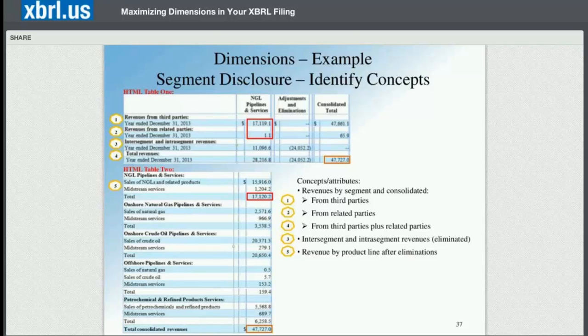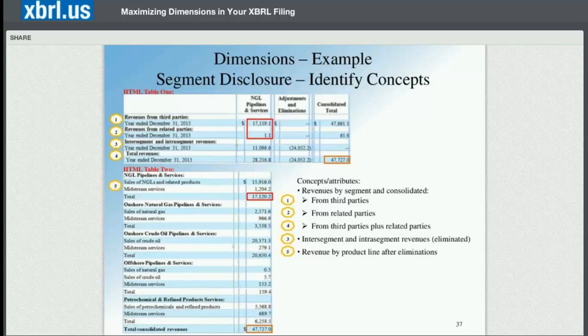So you could see that the circled 119.1 and the 1.1 together add up to the total third-party consolidated contribution of sales by the NGL Pipeline and Services segment. That is what's feeding into the consolidated value on the statement of operations, the income statement. Also, you can see down at the bottom of the lower table that the 47,727 ties up to the breakdown by segment in the first table. So these are really related pieces of information.